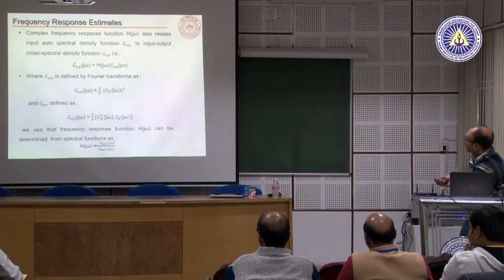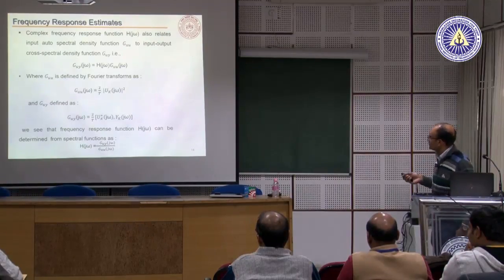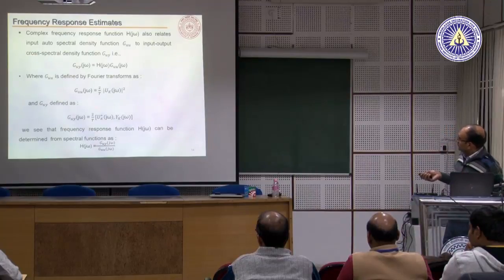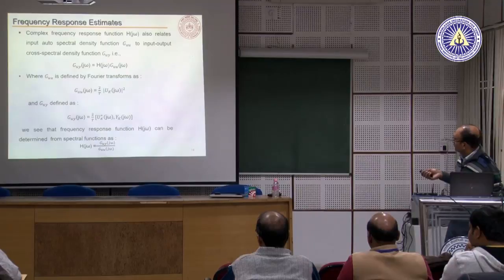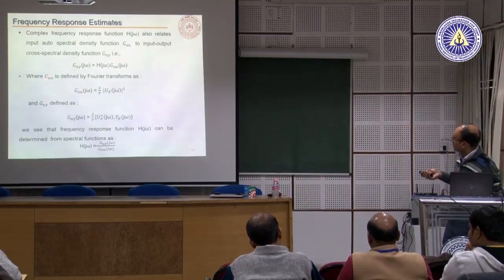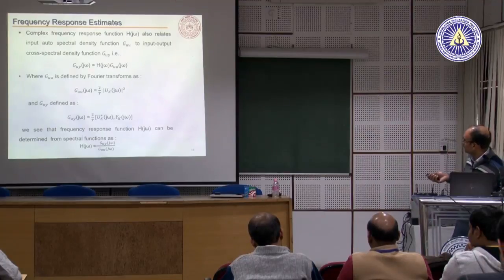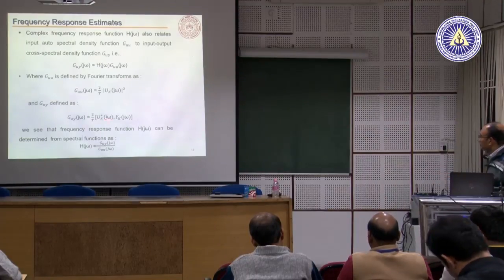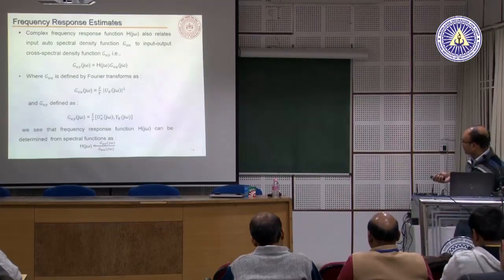So this complex frequency response function H(jω) also relates the input auto spectral density function, G_uu, to the input-output cross spectral density function, G_uy. So we are now defining this spectral density function G_uu, which is for the input, and G_uy for the output, and this also relates these two things together. And the definition in terms of the corresponding Fourier transform is given over here. We are not going to go into the mathematics of all this.